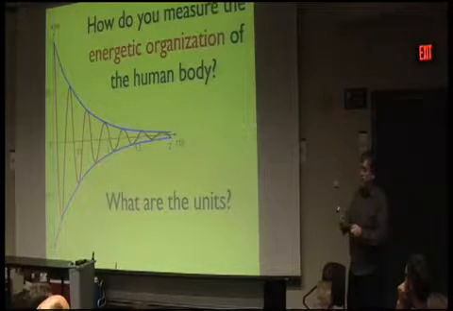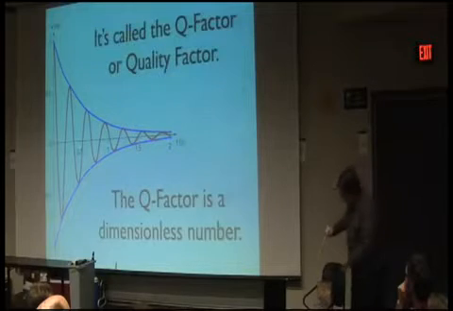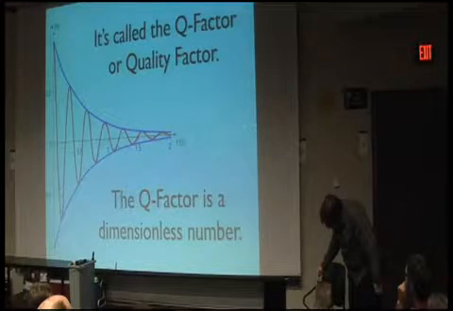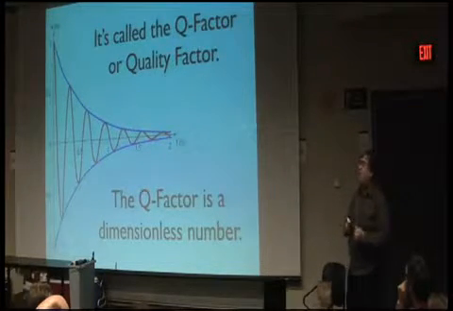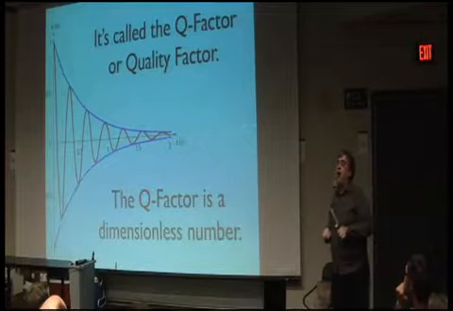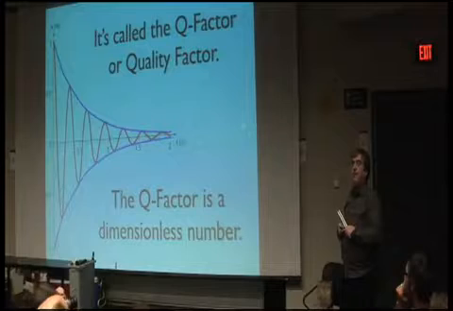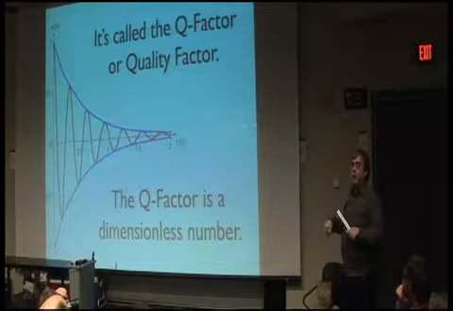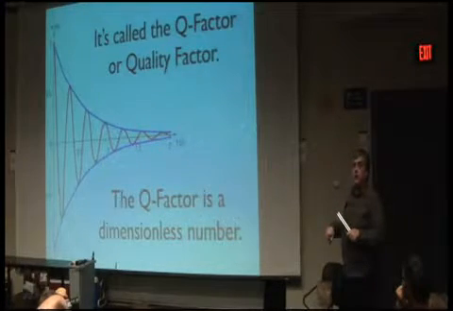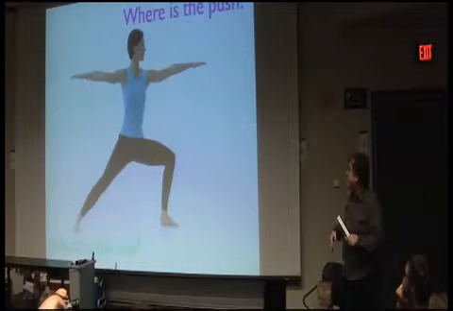But if you take a tuning fork and you put it in water, it will damp much more quickly. So that's actually altering the Q factor, or the quality factor, of the system there. In a similar way, we can actually alter the quality factor of our human body by doing things like yoga.